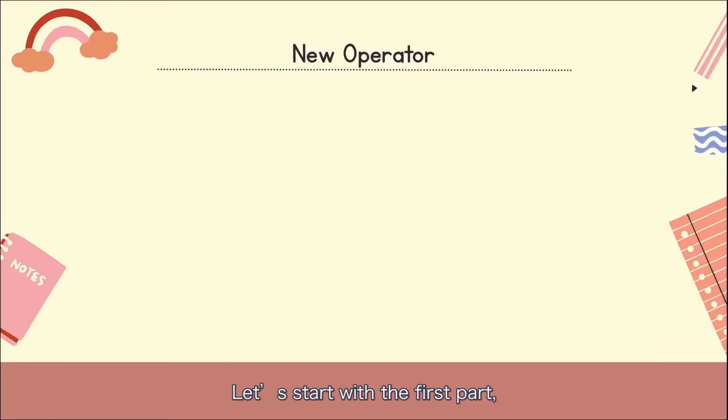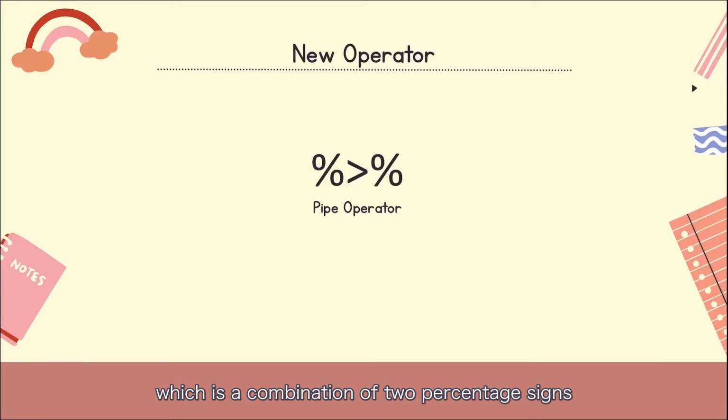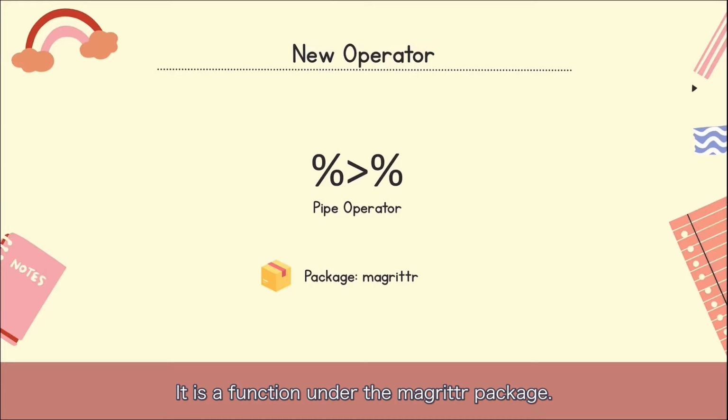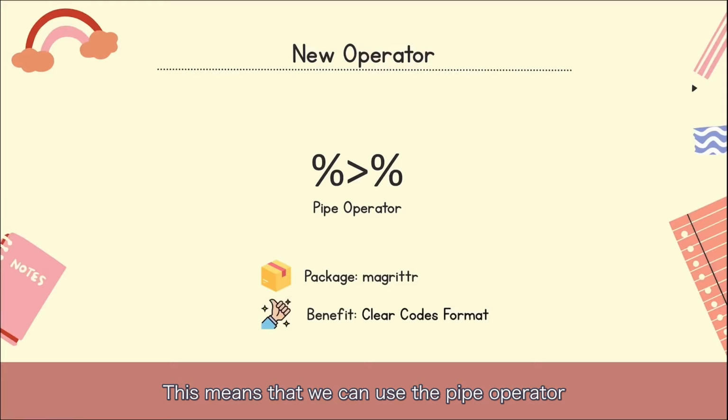Let's start with the first part, which is to learn about the pipe operator. The pipe operator looks like this, which is a combination of 2 percentage signs and 1 greater than sign. It is a function under the magrittr package. Therefore, we need to install the magrittr package in order to use this function. The pipe operator makes it possible to express a sequence of multiple operations in a compact and clear form. This means that we can use the pipe operator to write our code in a clear form.